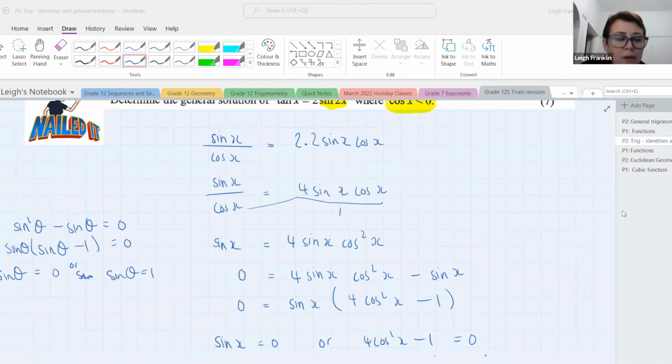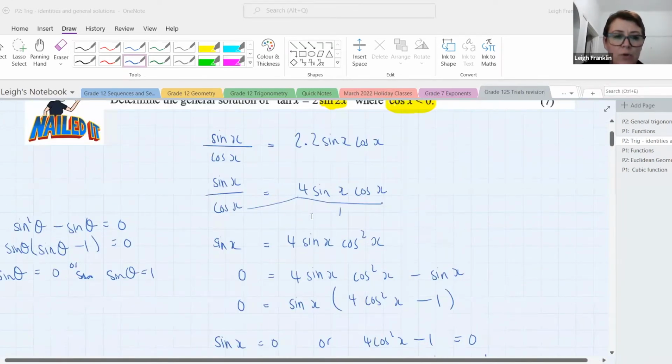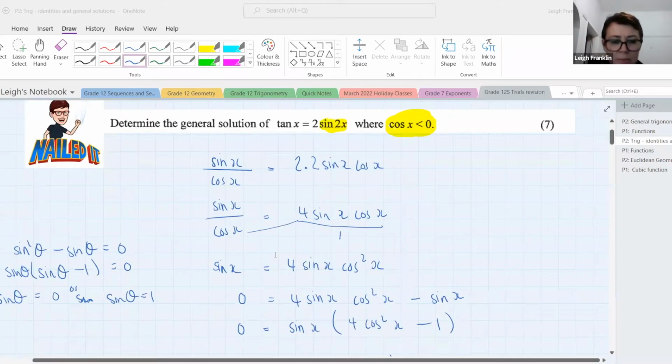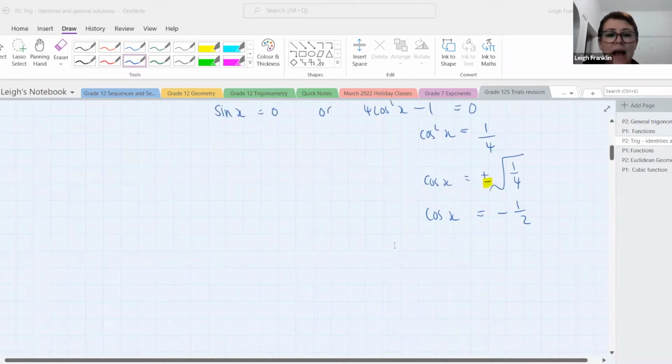Okay, so when we go back and we look at this question, we can understand now why it's out of 7 marks. I mean, look at all of this. First, we had to apply the tan identity. Then we had to apply the sine double angle identity. We had to cross multiply, get things onto one side, factorize. And now we're at the point where we are ready to find our PAA.